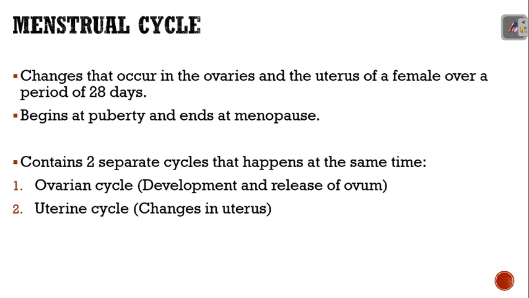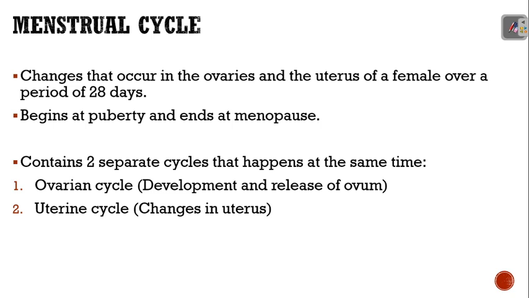Basically, these are the changes that occur in your ovaries, but not only your ovaries, but also your uterus. For example, the changes that happen in the endometrium of a female over a 28-day period. Yes, with different females it differs, but on average it's 28 days. We say that it goes on for 28 days. Then it begins when? At puberty.